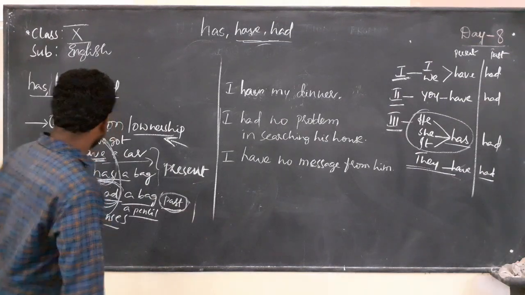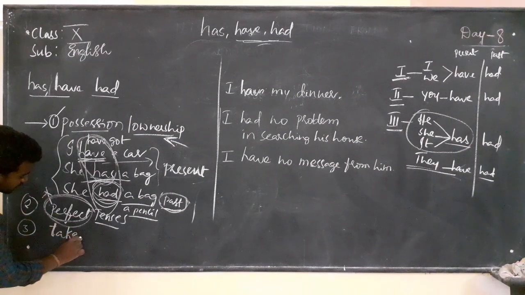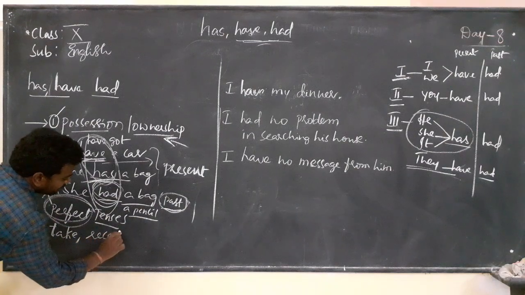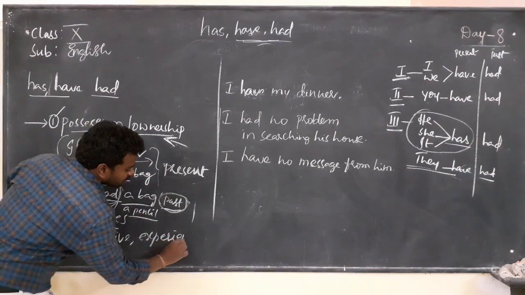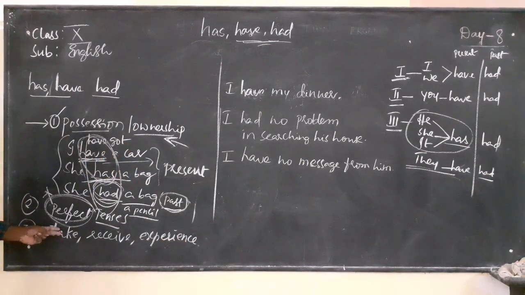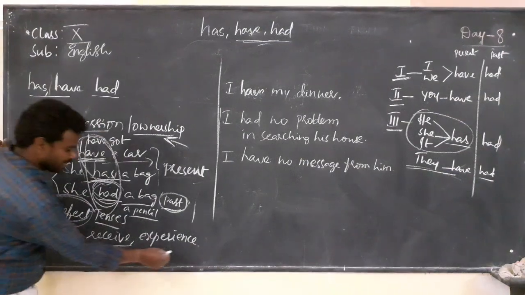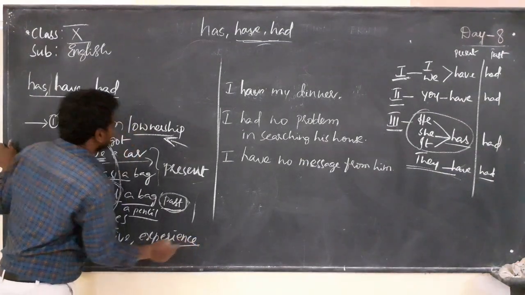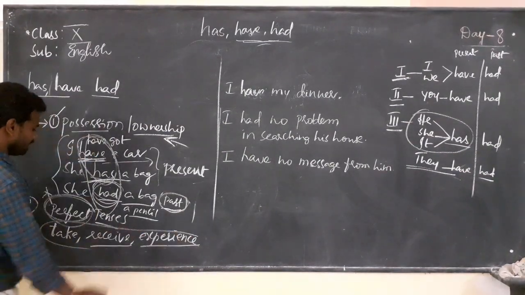When it comes to the third usage, we use them in the meaning of take, receive, or experience. When you take something, instead of take you can use has or have or had. When you receive something, you can use has or have or had. When you experience something, you use has or have or had. Let us see these uses in sentences.